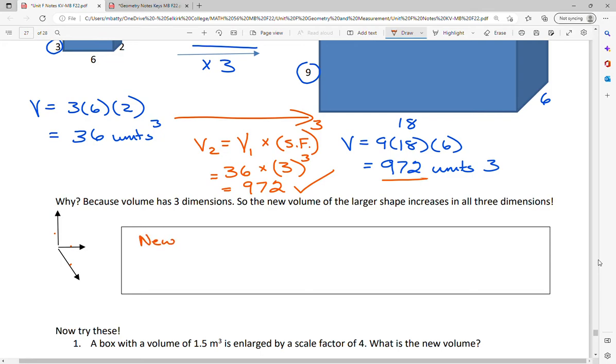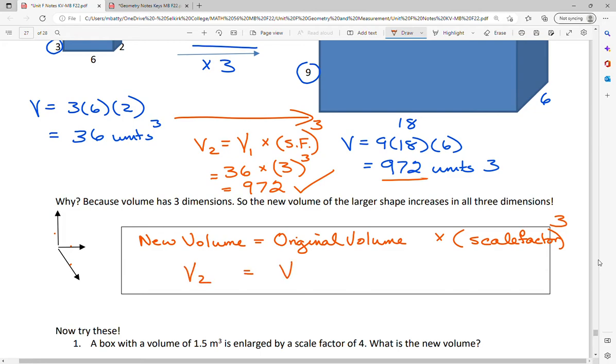And so in this one, you could figure out your new volume would equal your original volume times your scale factor, but that scale factor is in all 3 dimensions. So that's where that cubed comes from on your scale factor. If I write this as a simplified equation that I can look back to and hopefully make sense of, I would end up with something that looked like what I already wrote before, like that.